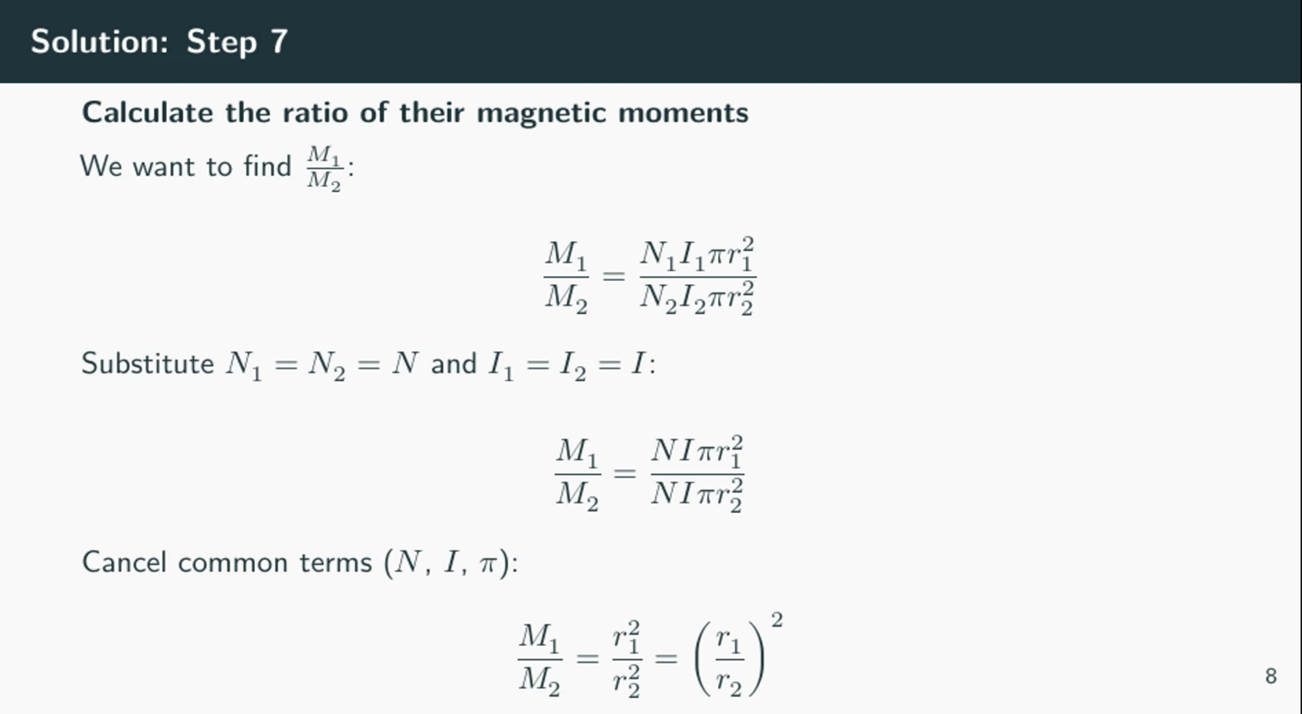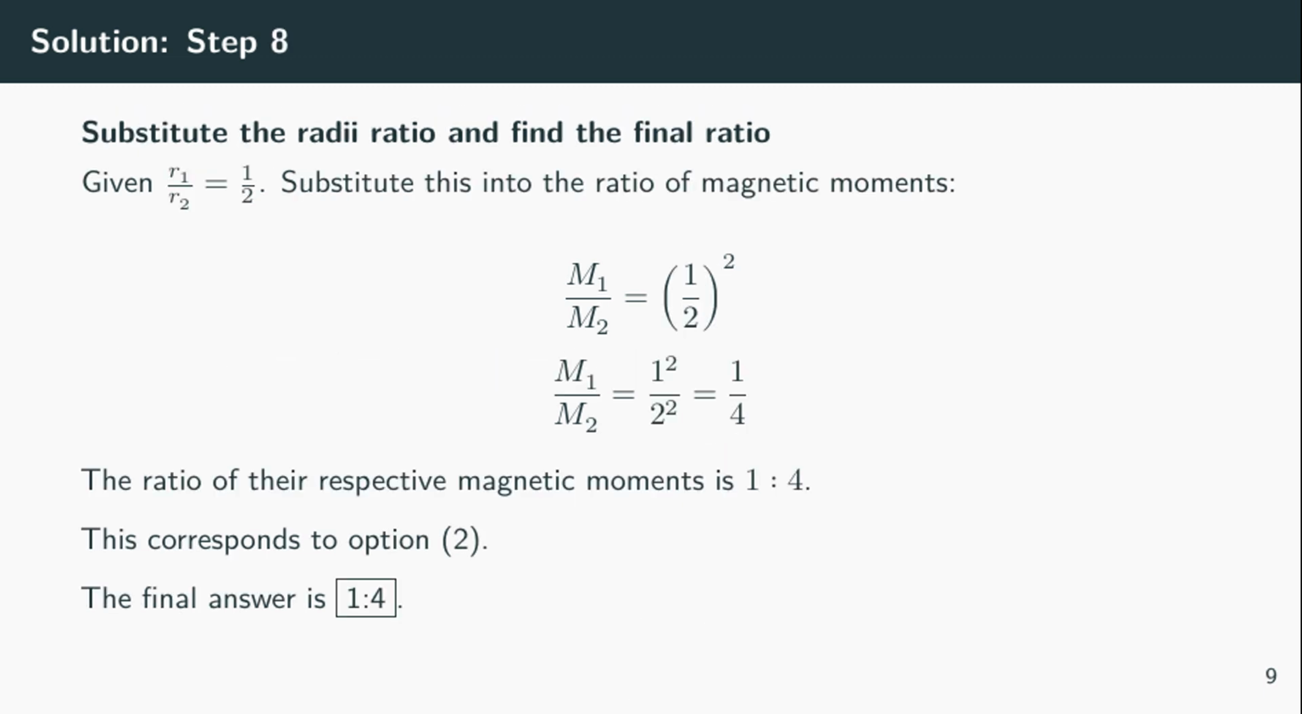Notice that N, I and pi appear in both the numerator and the denominator. We can cancel those out. This simplifies nicely to M1 over M2 equals R1 squared over R2 squared. And we can write that as the ratio of the radii, R1 over R2, all squared. We are on the final step.